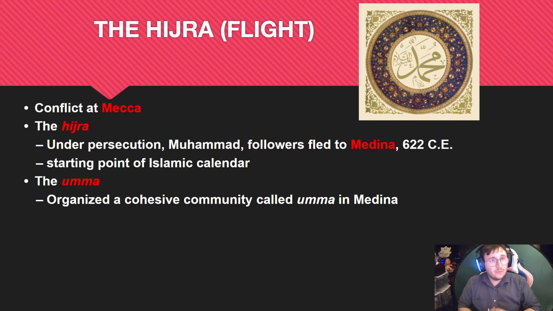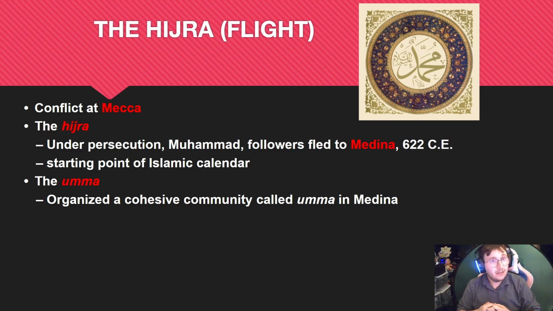So, as with most new religions, very similar to Christianity, it is created, and then the status quo, the people in power, don't really like it. This leads to a conflict at Mecca, and this leads to the Hijra, which is that under the persecution of the ruling party and the status quo, Muhammad and his followers flee to Medina in 622 CE, and this Hijra, or this fleeing of Mecca, is the starting point for the Islamic calendar.